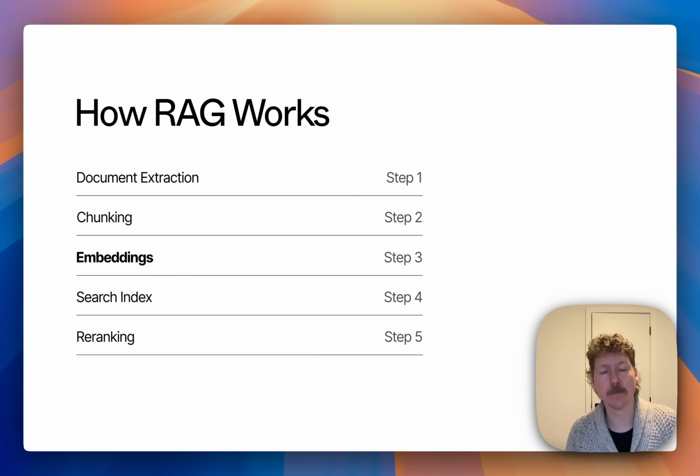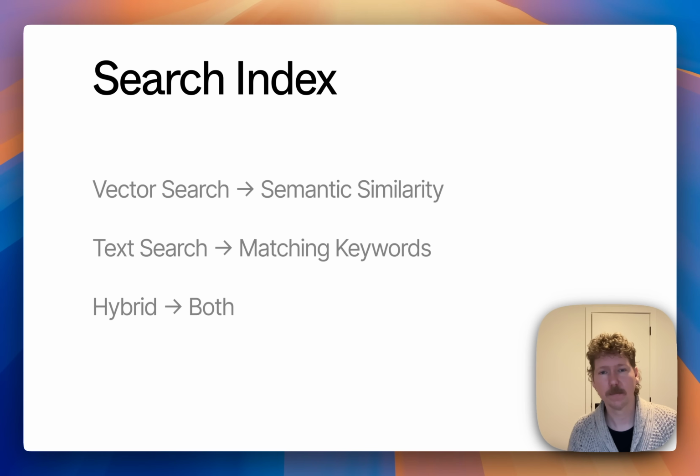And after embeddings comes search indexing. Search indexing is how we actually look up the information we want to return back to the RAG. This comes in a few different forms. The first is vector search, where we use the embeddings we just talked about to find the nearest neighbors which are going to have the most semantic similarity to the user's query.